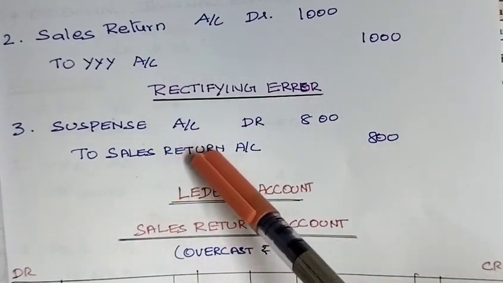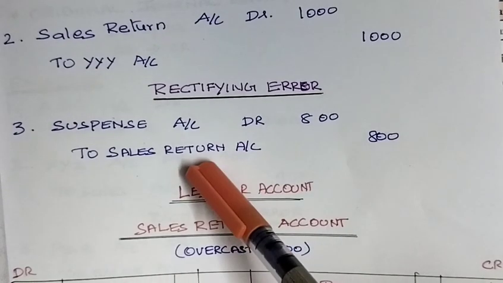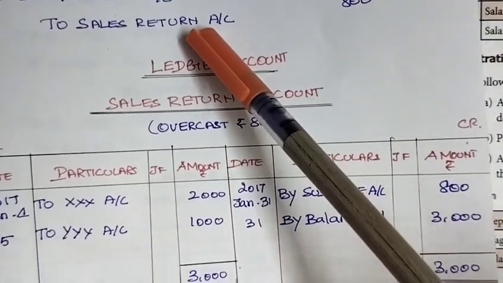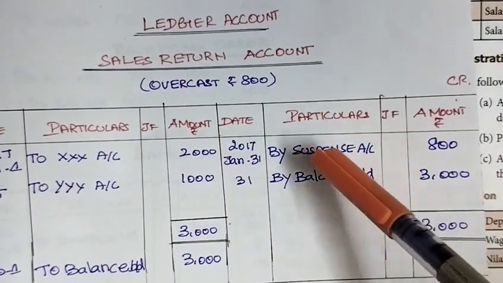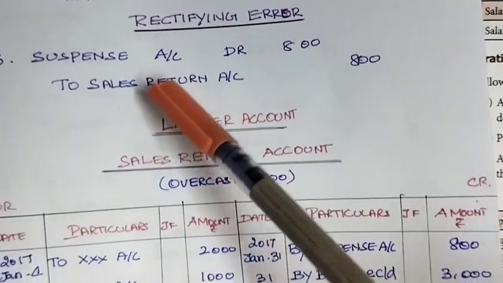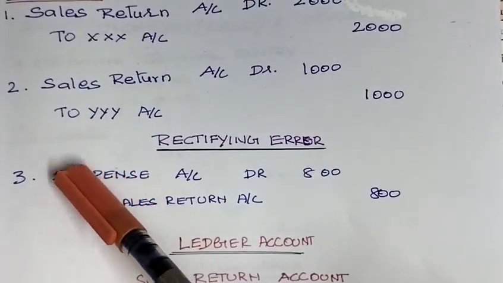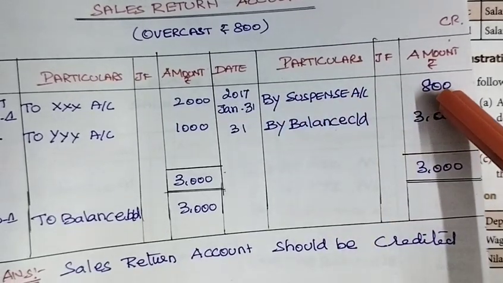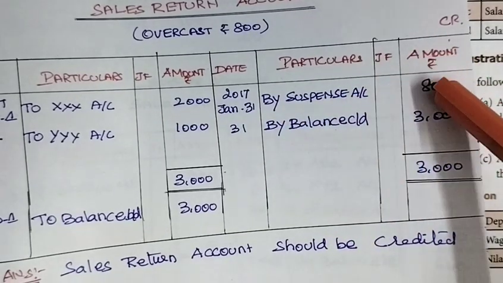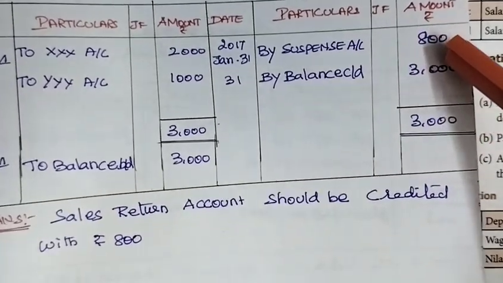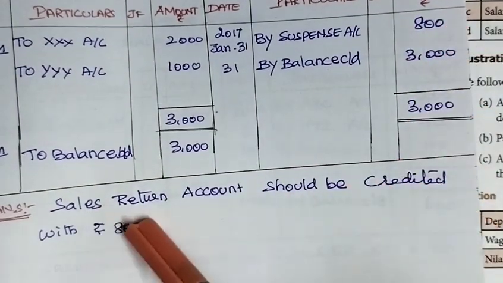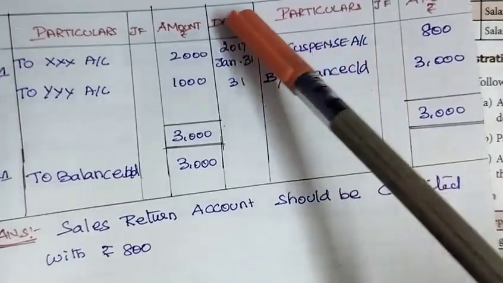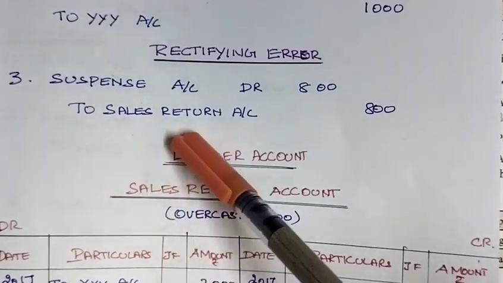Now how do you post it? Where does the sales return account appear? It appears on the credit side. So in the ledger account, you go to the credit side, and you have to write the opposite account from the sales return account. What is the opposite account? Suspense account. So you have to write the suspense account 800 rupees on the credit side. We entered 800 rupees on the credit side. Listen here. What is the answer? Sales return account should be credited with 800 rupees.